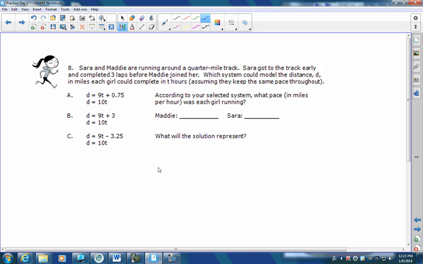So on this problem, it says Sarah and Maddie are running around a quarter-mile track. Okay, that's all the tracks that are a quarter mile. Remember, that's 1/4 of a mile. Sarah got to the track early and completed 3 laps before Maddie joined her. Which system could model the distance in miles each girl completed in T hours?